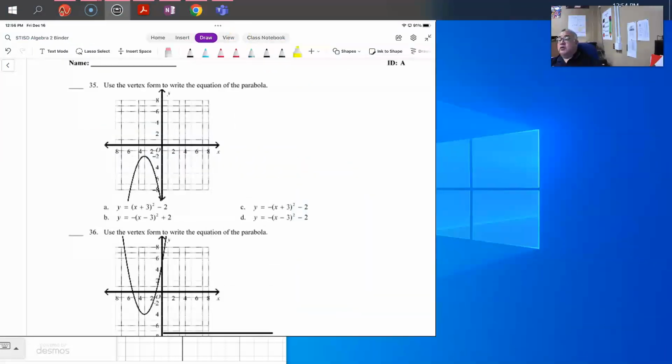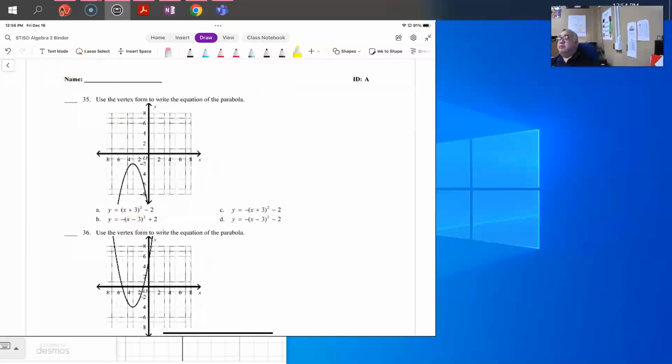Okay, so this one we're going to write a parabola. It says use the vertex form to write an equation of the parabola. We know that the vertex is 3, negative 2. That's the vertex. It's right here. We know that the a value is going to be negative 1 because it's going to reflect over the x-axis. So you have y equals negative (x plus 3) squared minus 2. It's going to go to the left, so it's plus 3, and it's a parabola, so it's squared. Minus 2 means it's going to go down 2. It's not B, it's not A, and it's not D, so your answer is C.